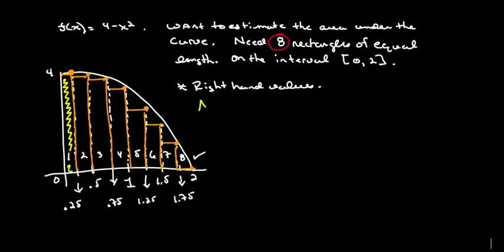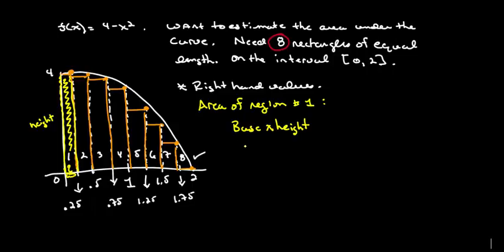So let's go ahead and look at this first area. We'll call this region 1. And how do we find that? Well, we need to take its base length down here, which we call delta x. We're going to multiply it by this height length. The height length is given by the right-hand value of the function on that interval. So the base length is delta x, and our delta x value here is going to be 0.25 because that's the length of the base of the triangle, or excuse me, the rectangle.